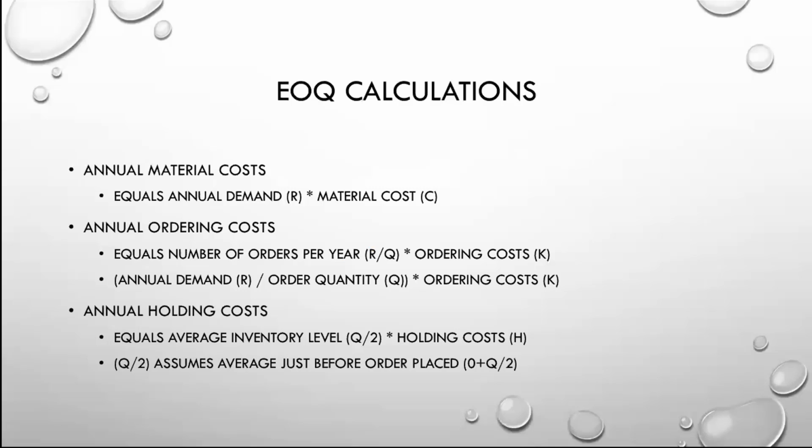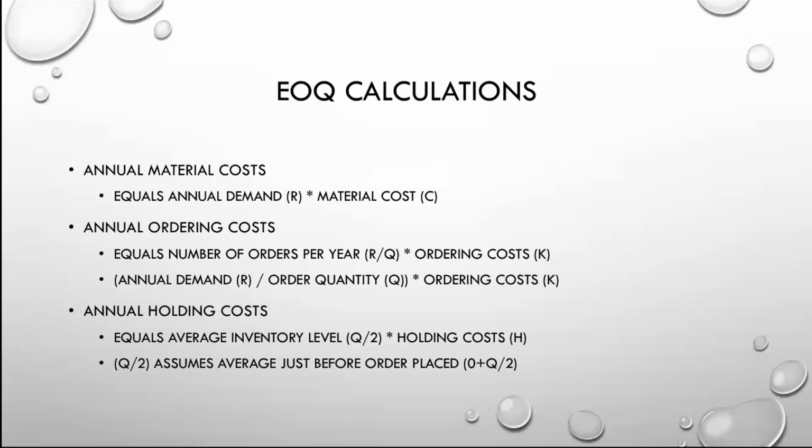Annual holding costs is the average inventory level times your holding costs. So this is kind of a trick. When we assume this, we assume that it's a lump sum. So we start off with 0, and your lump sum is 10,000. You take the average of those two numbers, and that gives you your average inventory level. So if you order 10,000 and you start off with 0, 10,000 divided by 2 is 5,000. Your holding cost is multiplied by that. So you have your annual holding costs, annual ordering costs, and annual material costs. This is how you calculate the costs associated with your EOQ.